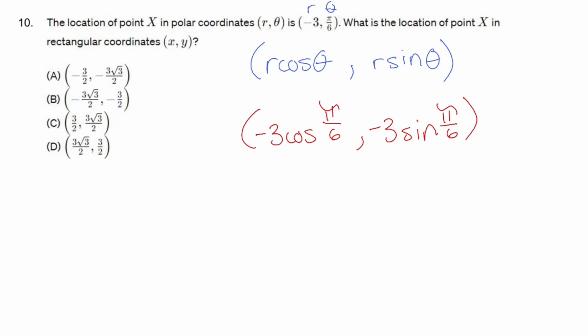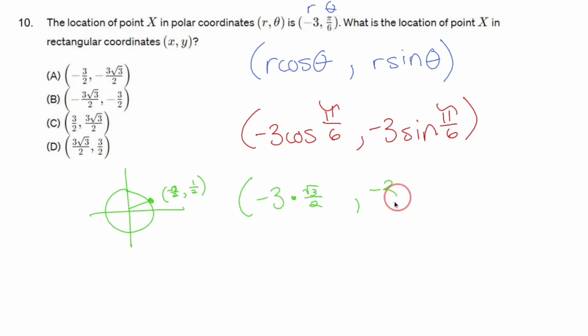-3 times cosine pi over 6 is going to be -3 times the x value that you have if you go to pi over 6 on the unit circle. So if you need to draw the unit circle and say, all right, pi over 6, that's the first one. So the x value of that first one is going to be √3 over 2. Similarly, the sine value of pi over 6 is going to be the y value, which is going to be 1/2 for that first guy right there. So -3 times 1/2. -3 times √3 over 2 is going to be -3√3 over 2.